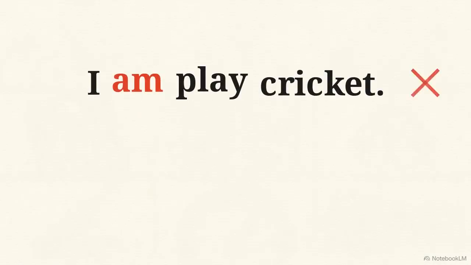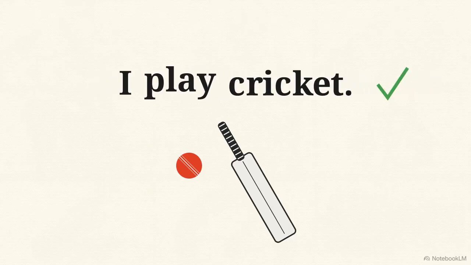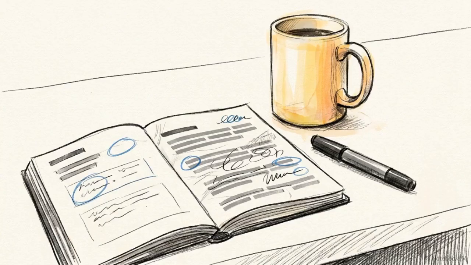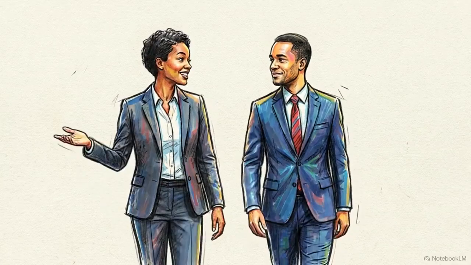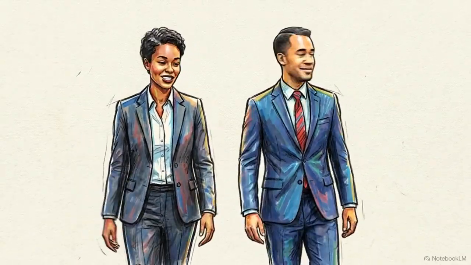When describing daily habits, instead of saying, I am play cricket, the correct version is simply, I play cricket. The verb am is not used with a direct action verb describing a routine. Removing it makes the sentence concise. On your paper, write one sentence about a habit you have every morning. Use only the subject and the action verb. Using these direct structures helps you communicate your routines with the same clarity and pace as a native speaker.